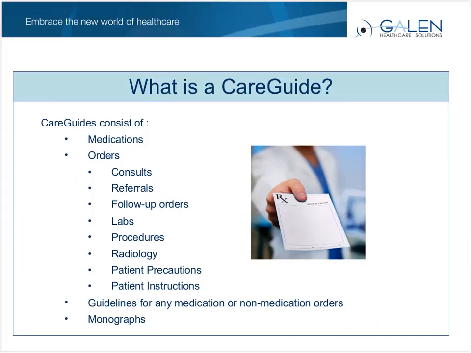Careguides consist of medication and non-medication orders, guidelines attached to these orders, and monographs with patient instructions. Providers are able to prescribe medications and orders directly from the Careguide section of the ACI. Not all Careguides have orders in each category, though. If a clinician prescribes an order from within the Careguide, it will be linked to the problem associated with the Careguide.